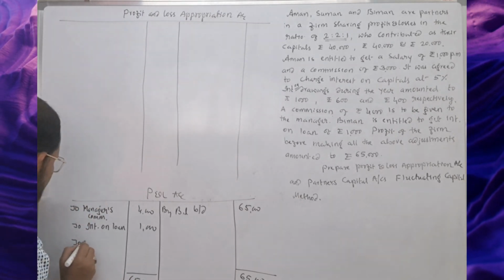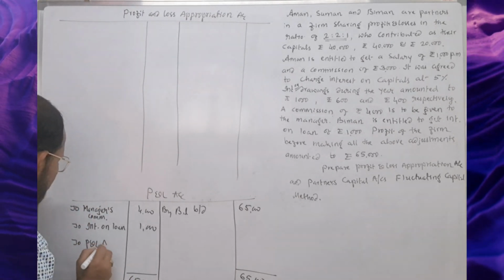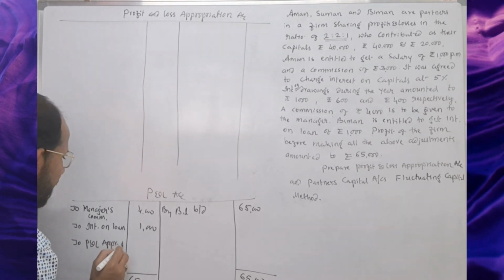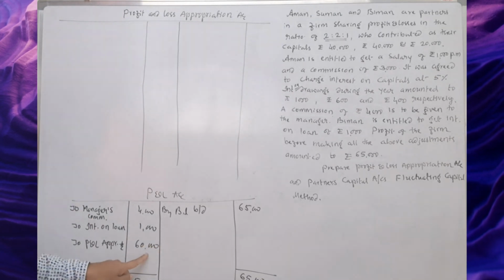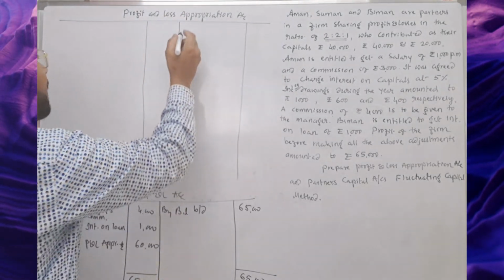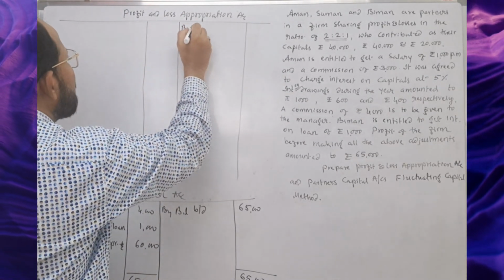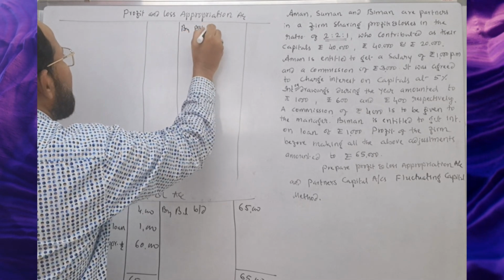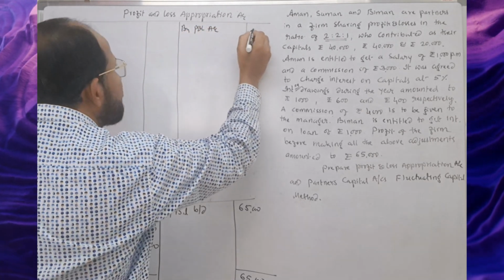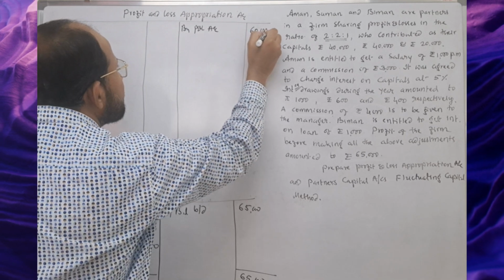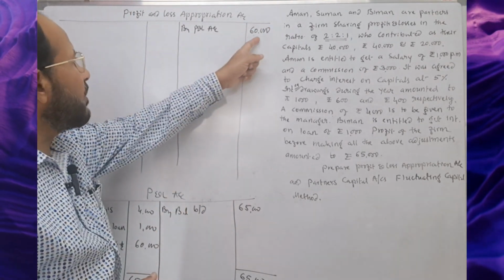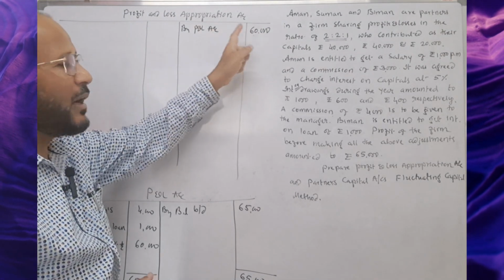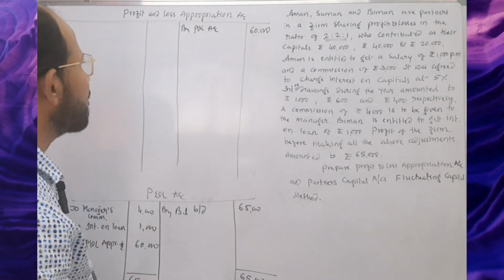What is the differencing figure? Profit and loss appropriation account, rupees 60,000 it comes. This rupees 60,000 now I am going to take in the profit and loss appropriation account. By profit and loss account, what is the amount? Rupees 60,000. Here, whatever the net profit has come here, that profit is to be taken in the profit and loss appropriation account, rupees 60,000.